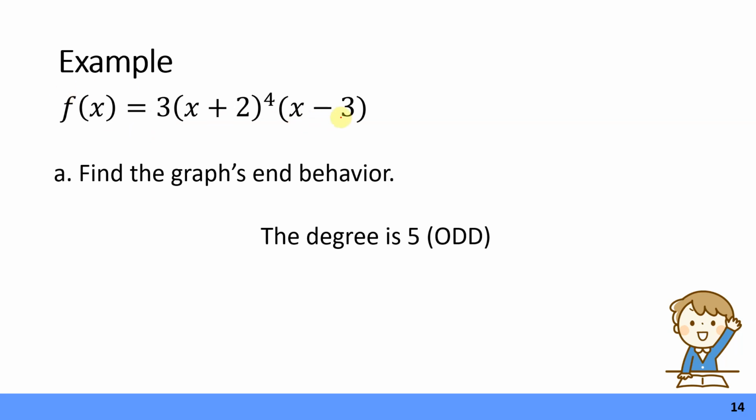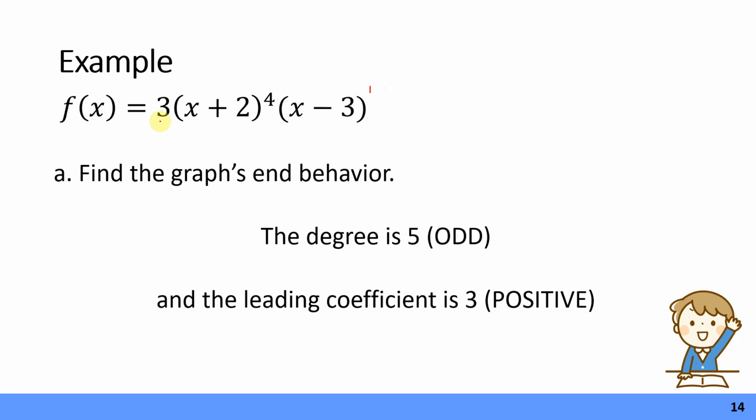Again, remember when we have parentheses, we add the exponent. So we have an exponent of 4 here. We have an exponent of 1 here, an invisible 1. So my degree is 5, which is odd. Now, we also have to look at the leading coefficient. Leading coefficient, remember, is 3 times the 1 times the 1, which is 3, and it's positive.